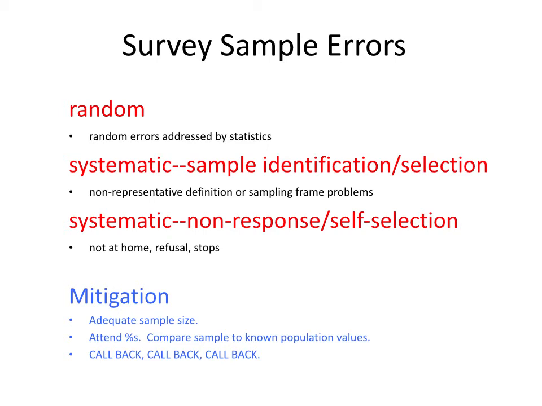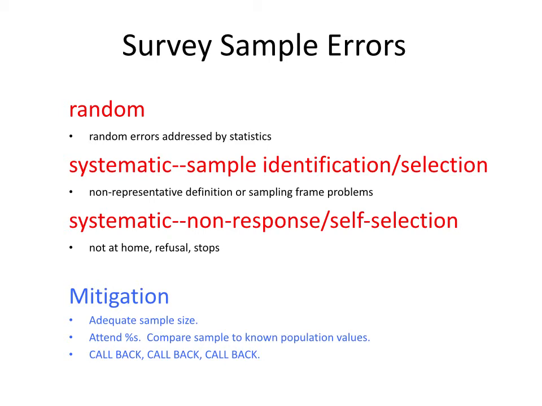So you've got random errors and systematic errors. How do you mitigate those? Well, as I said, you mitigate against random error problems by having large sample sizes. You mitigate against sample identification problems by having some sense of the percentages in the population.